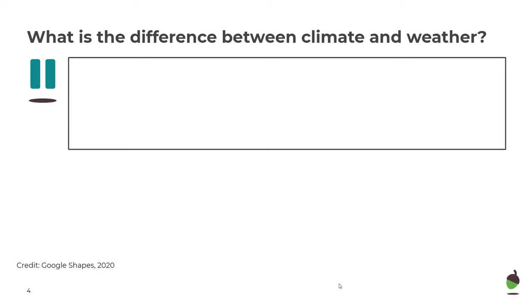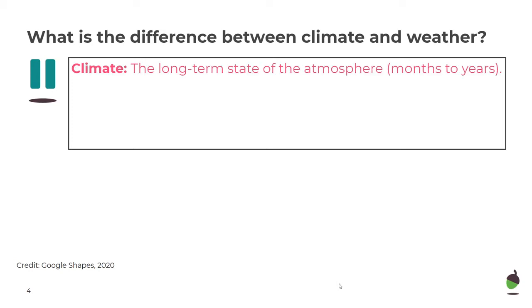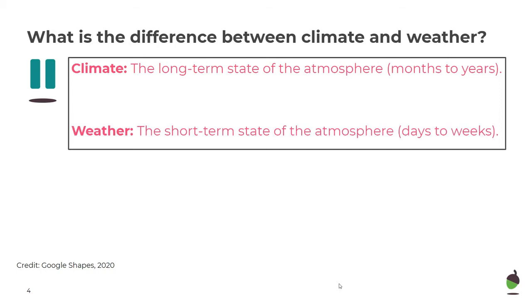Okay, so we're now ready to mark our work, so make sure that you have a different colour pen so that you're able to do this. So let's think about the word climate to begin with. Climate is the long-term state of the atmosphere, over months to years. So how's that different from weather? The term weather is the short-term state of the atmosphere, so days to weeks.